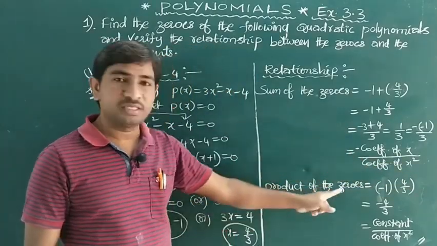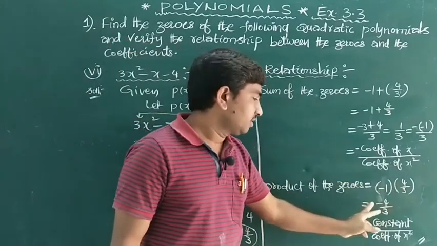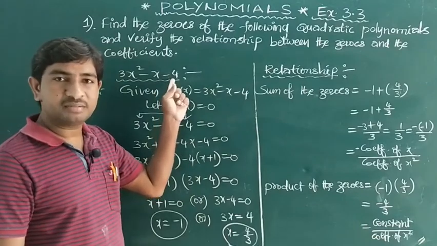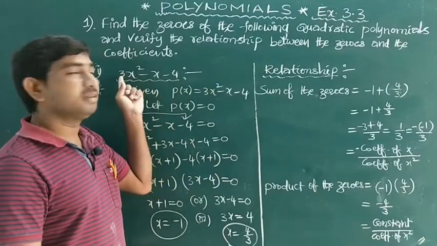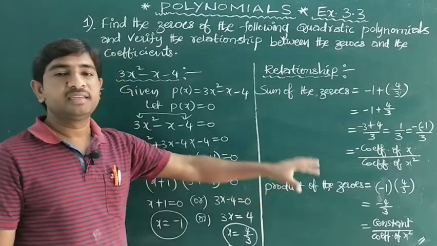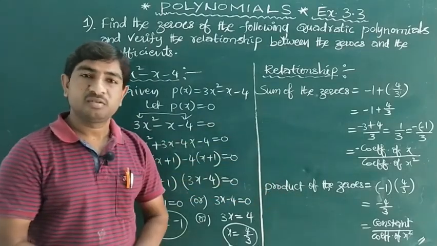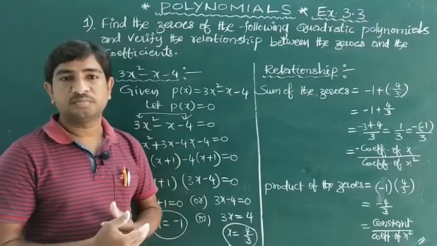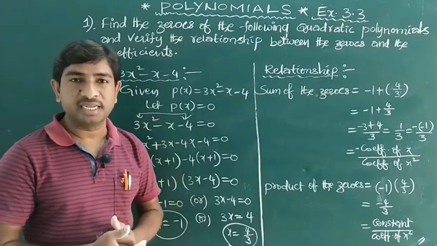The product of the zeros is equal to minus 1 into 4 by 3, so we get minus 4 by 3. Minus 4 is the constant term, and 3 is the coefficient of x square. So that is the required relationship between the zeros and coefficients. Okay. So by this, the first problem of exercise 3.3 is completed.